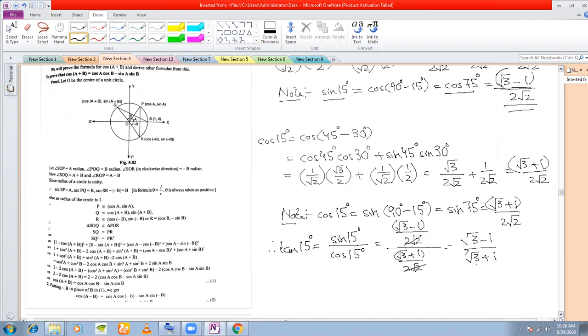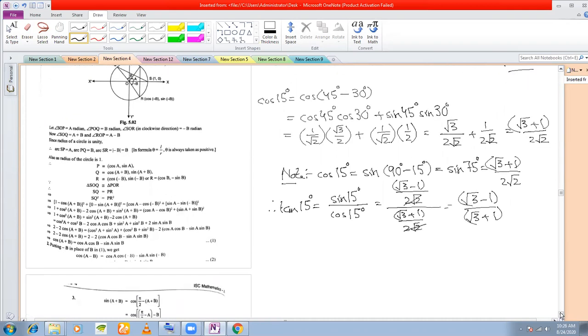Now what we will do here is rationalize the denominator by multiplying by the conjugate. Root 3 minus 1 into root 3 minus 1, divided by root 3 plus 1 into root 3 minus 1. So this will become root 3 minus 1 whole square divided by 3 minus 1, which is 2.